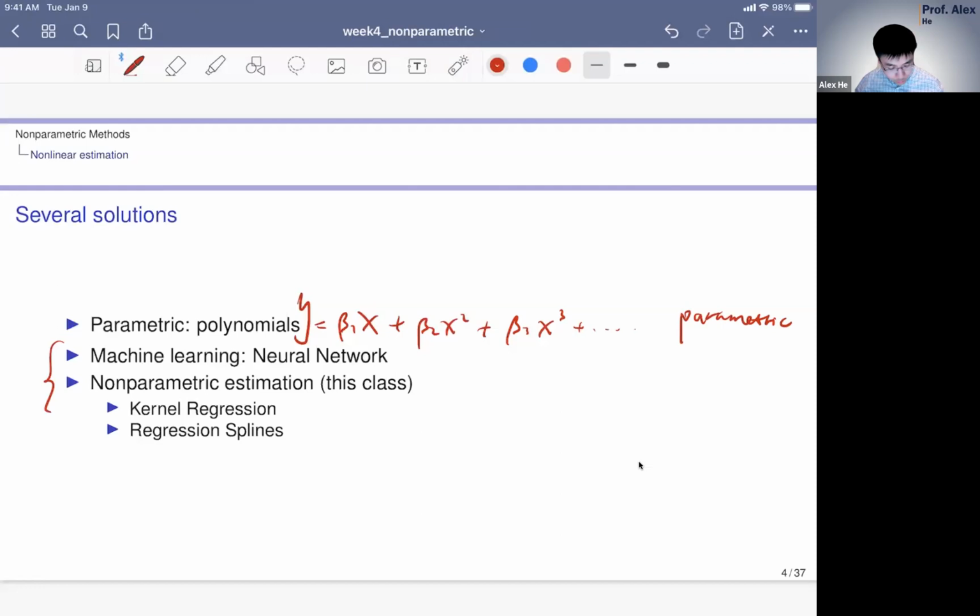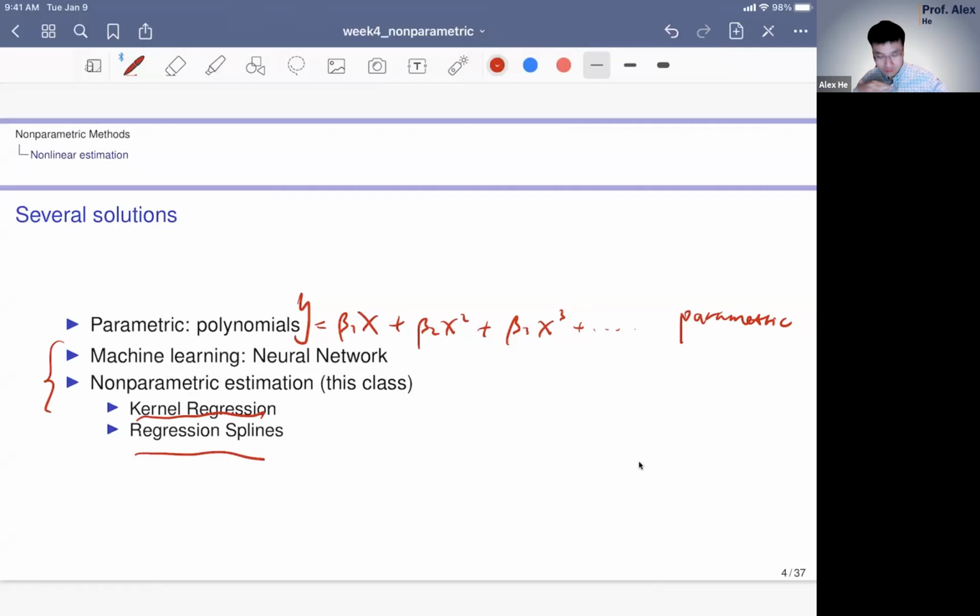So we could do two other things. One is, as you already learned in previous courses, you can use machine learning methods like neural networks. And the second is what we're going to talk about today. It's not exactly machine learning, but it's kind of a complement. So depending on the exact case you're looking at, sometimes machine learning methods work better. Sometimes the methods we're talking about today work better. Neither is necessarily better than the other one. So the methods we're talking about today, there are mainly two. First is called kernel regression, and the second is called regression splines. And these are non-parametric because we're not modeling y as a function of x, as you will see later.